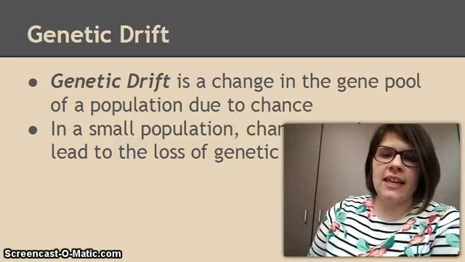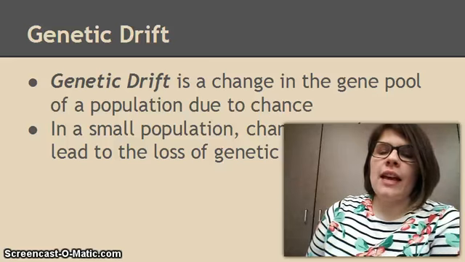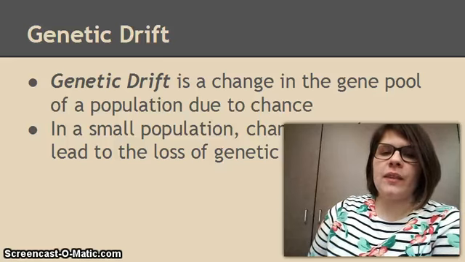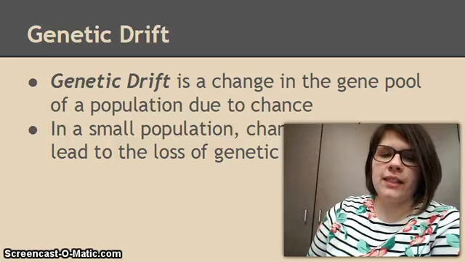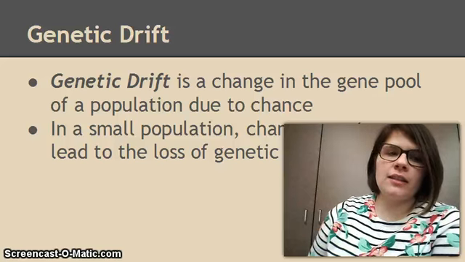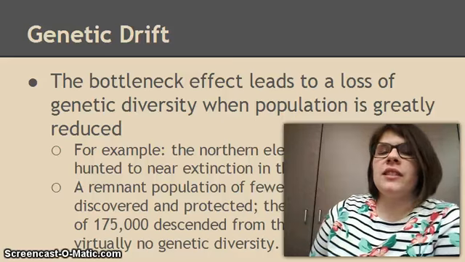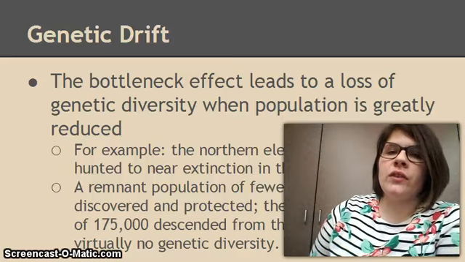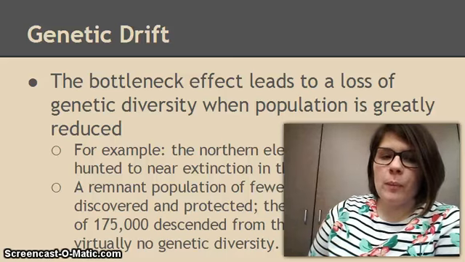Genetic drift is a change in the gene pool of a population due to chance. So that key word there is chance. It's not necessarily going to happen. It's based on that genetic frequency. In a small population, chance events may lead to the loss of genetic diversity. But remember, genetic diversity is one of the four pillars of evolution. So if we lose that genetic diversity, we're really going to be in some trouble.